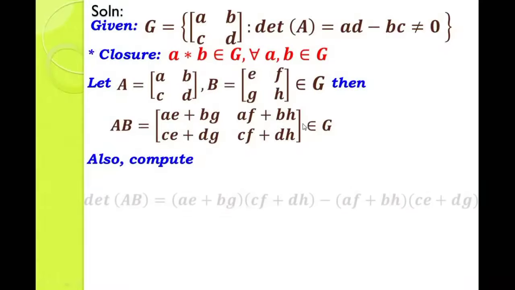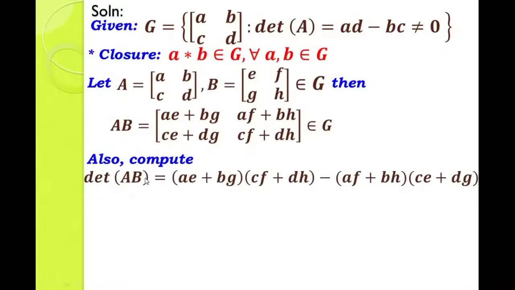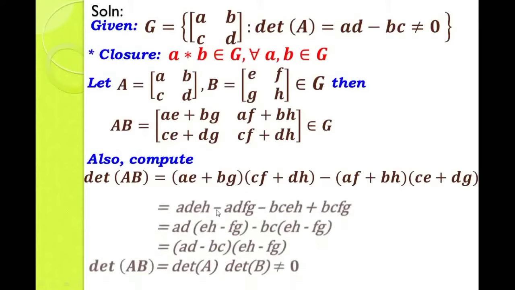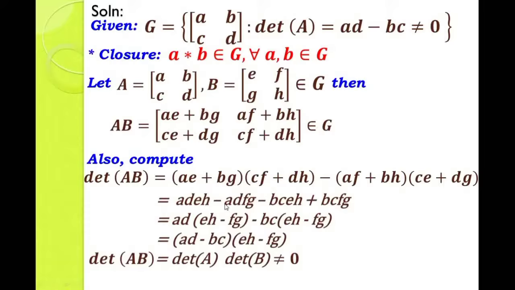So also we compute the determinant of AB. What is the determinant of AB? You multiply these two matrices. So you multiply these two minus these two, and you get this answer. Now, ordinary multiplications: you multiply these two terms, you get some answer. Similarly, we multiply these two terms, you get an answer. After simplification, we get ADEH minus this term plus this term.